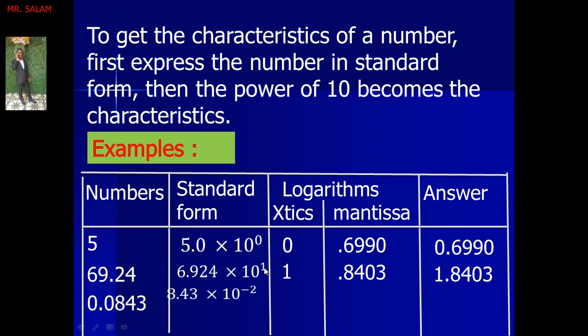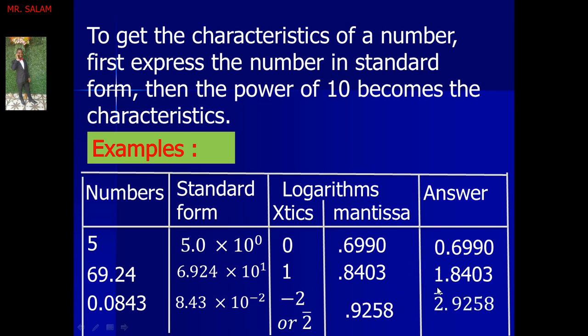So look at this, 0.0843. In standard form it becomes 8.43 times 10 raised to the power minus 2. So the characteristic would be the power of 10, which is minus 2, or bar 2. So the mantissa will be the logarithm of 8.43, which is 0.9258. So the final answer will be bar 2.9258. This is called bar 2, B-A-R, bar.